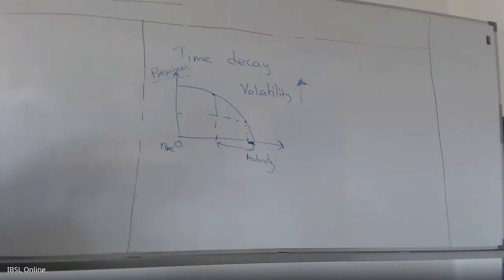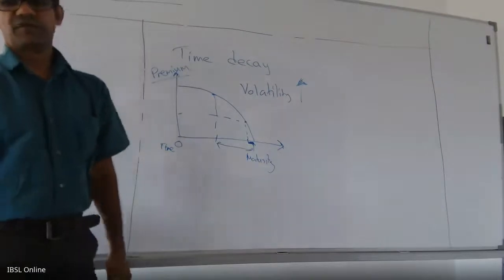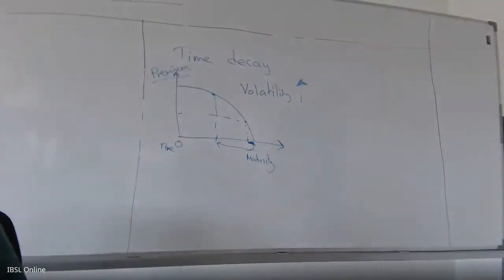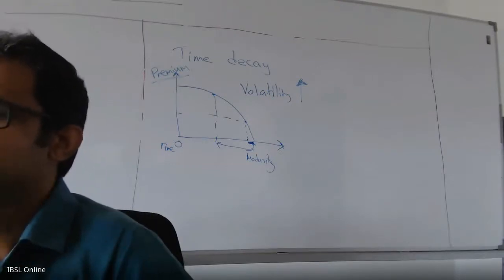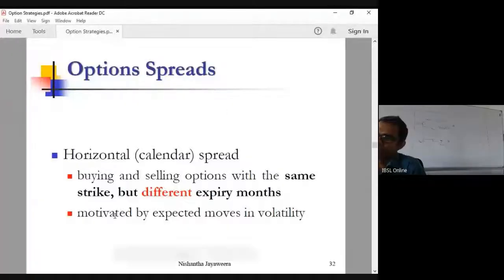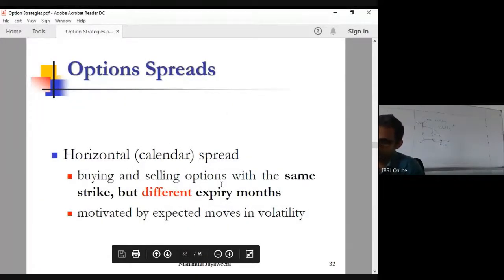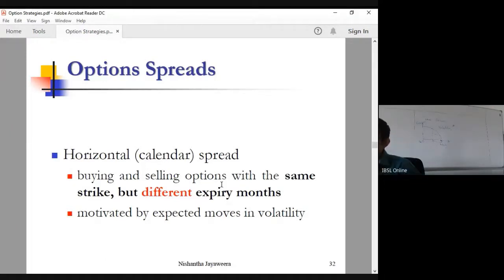But the way that you can reduce that premium, you can buy one call and sell another call. Now, think about volatility. Which one do you buy, which one do you sell? A longer maturity one or a short maturity one? That is the concept behind the use of this horizontal spread. Horizontal spread means buying and selling options at different expiry. You try to get the advantage of moves in volatility, that means increase or decrease in volatility.